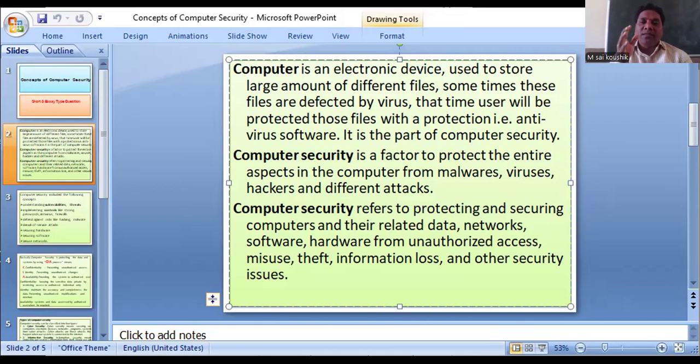Network is called an online application, an electronic application. Every electronic application can be affected by some kind of disturbances. We can avoid the disturbances through a factor called security, the provision of security.